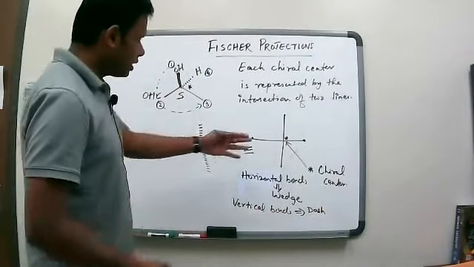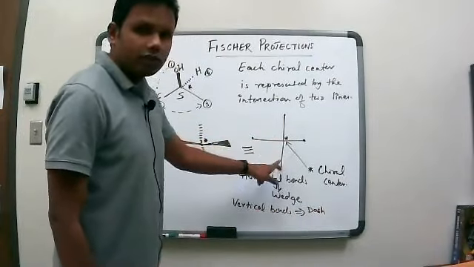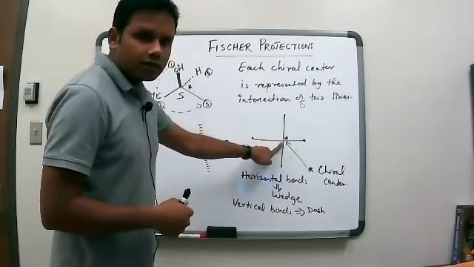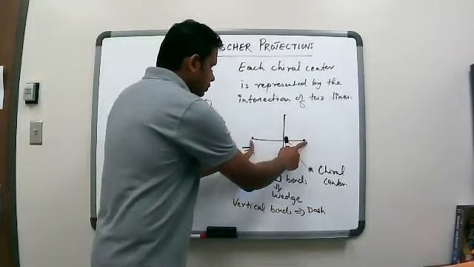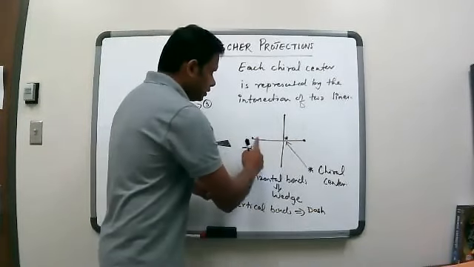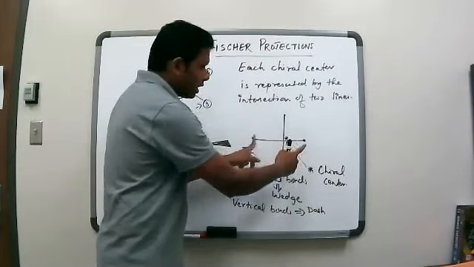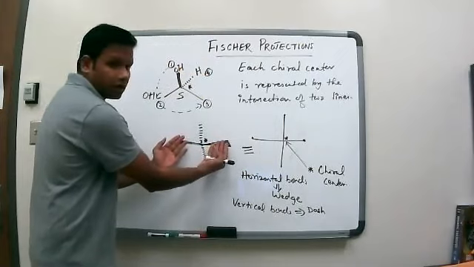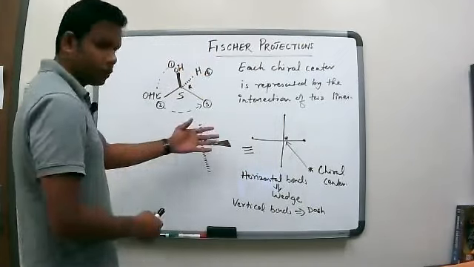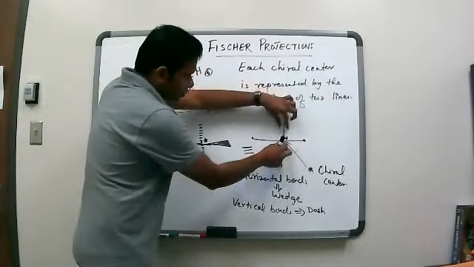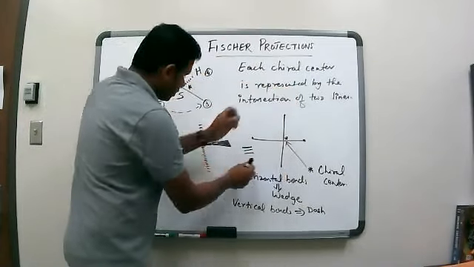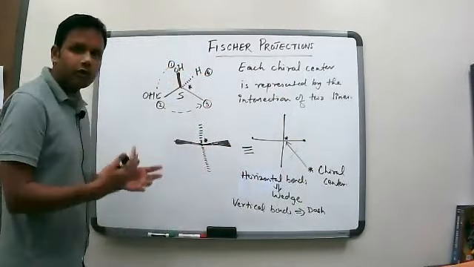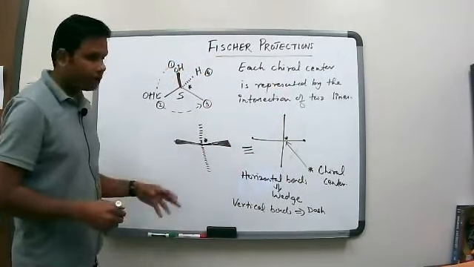So that means when I'm looking at a Fischer projection like this in 2 dimensions, what I must understand is that there is a chiral center here. There are two substituents or groups on these horizontal bonds, and these two bonds are on a wedge. That means they're coming out of the plane of the board towards me. And the two bonds that are vertical are a dash and they're going behind the plane of the board. So that is how I view this in 3 dimensions.